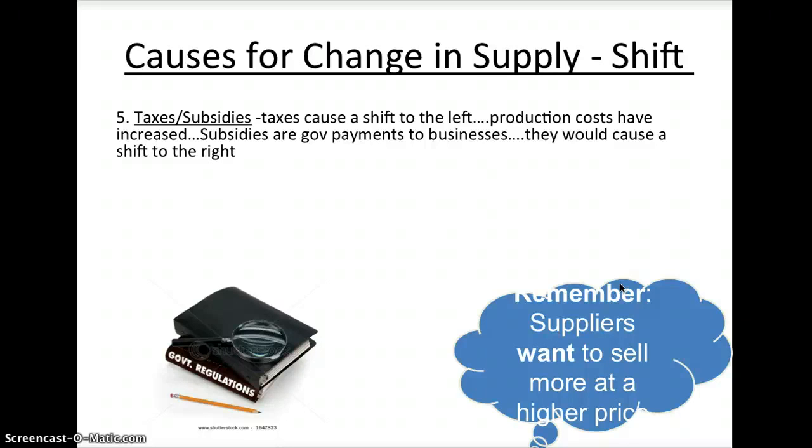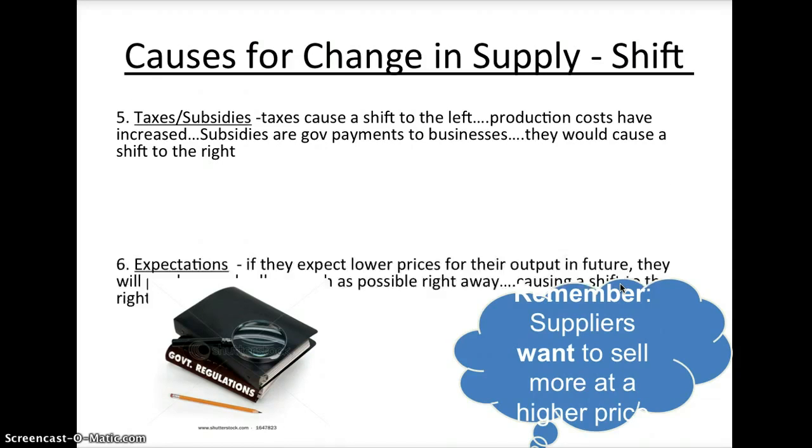Subsidies are payments to businesses. They would cause a shift to the right. So payments to businesses, like the government does this all the time. They give millions of dollars to certain companies, to farmers, to the oil industry, to green energy to get them off the ground. So they now have more money so they can make more product, and it makes a shift to the right.